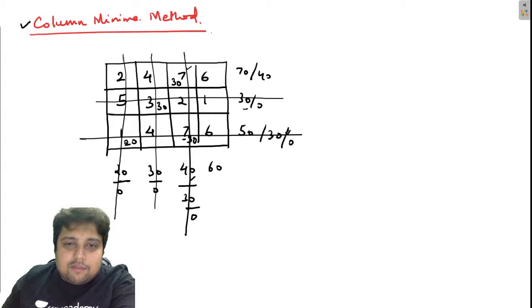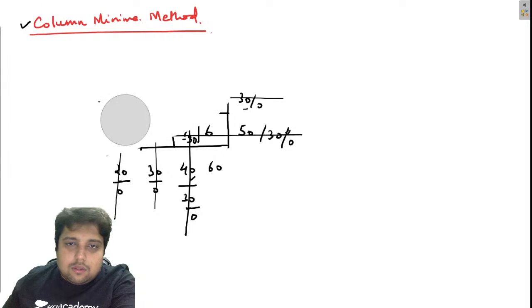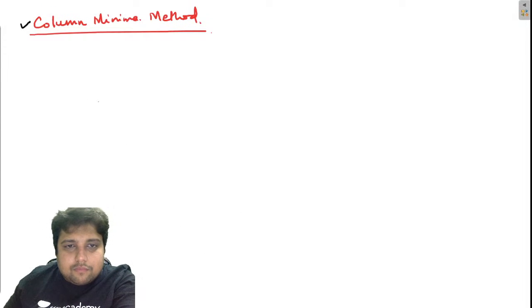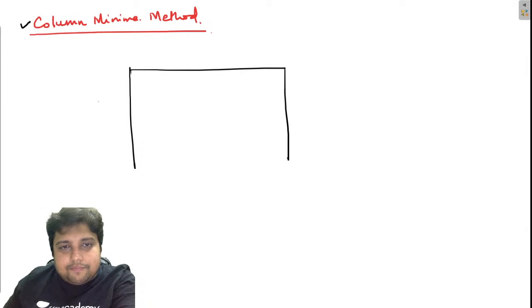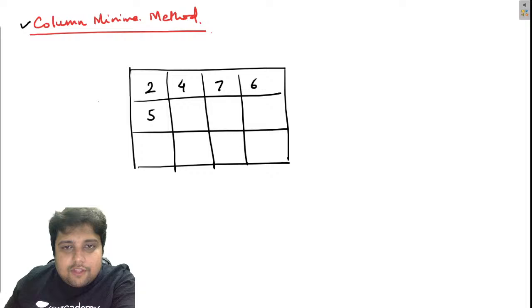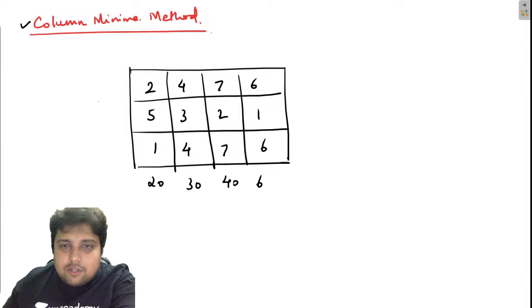Sorry guys, I believe there is a mistake somewhere. Let me just take the problem once again. It will not take much time. 2, 4, 7, 6, 5, 3, 2, 1, 1, 4, 7, 6, 20, 30, 40, 60, 70, 30, 50.